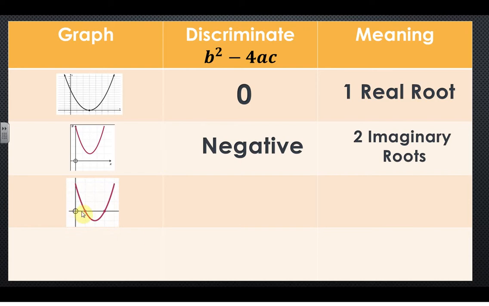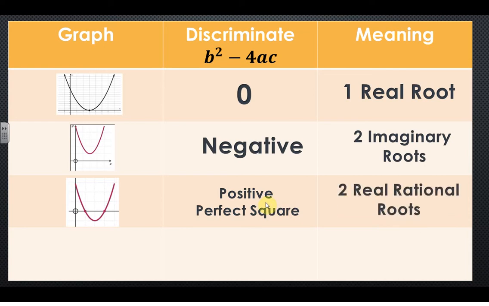If it crosses twice at pretty numbers, let's think. How do you get a pretty number when you're using the square root? Perfect square. Positive. Notice it says positive because remember, negative, you're in imaginary land. So 36, 25, 144, etc. If you have that, you are going to have 2 real rational roots. So basically, you're going to have to know this chart.